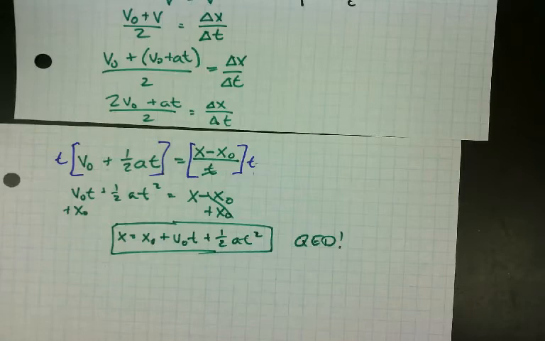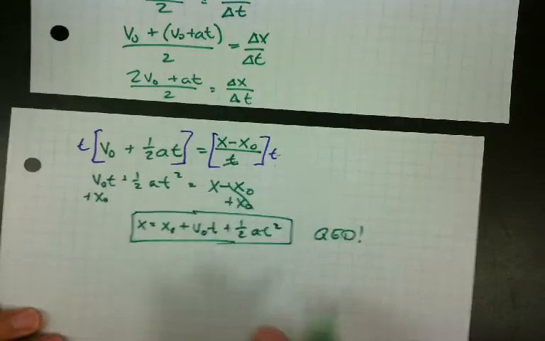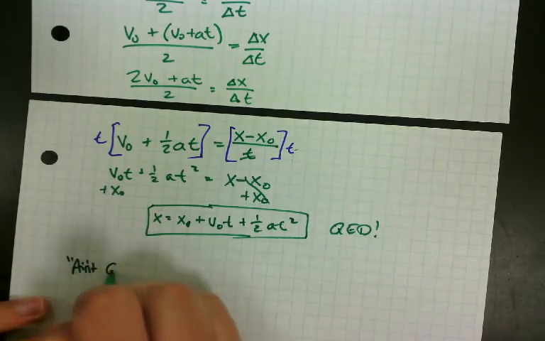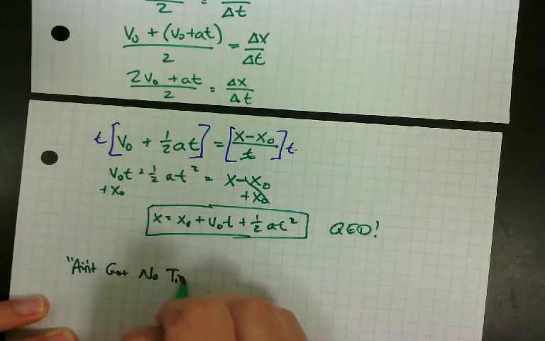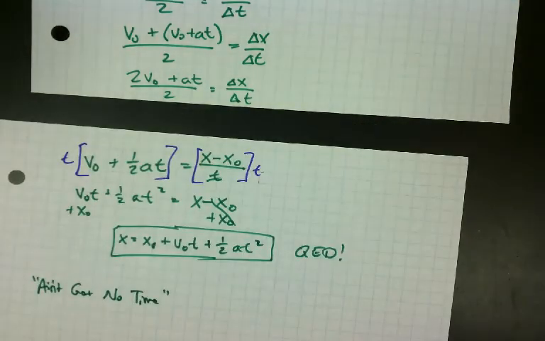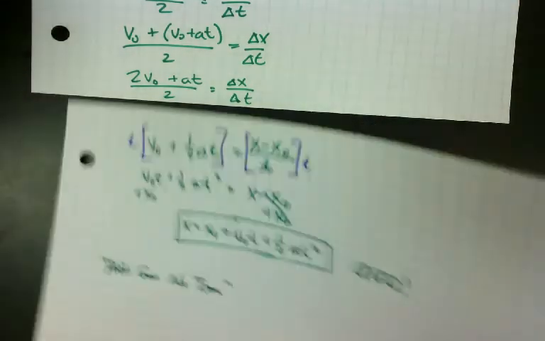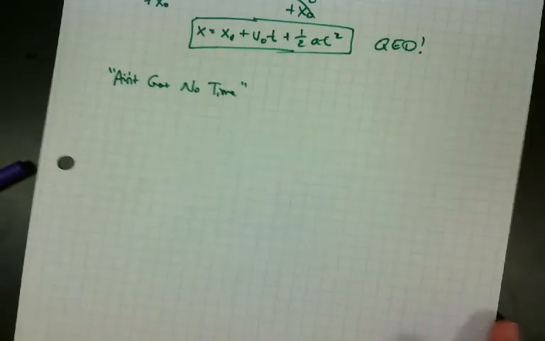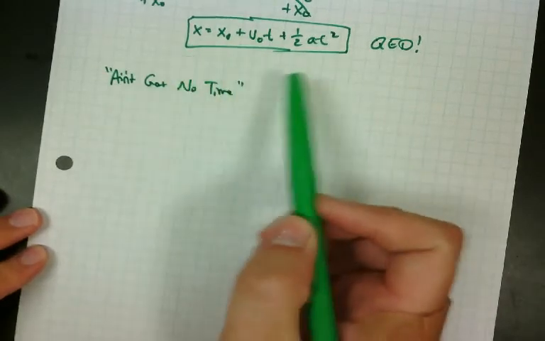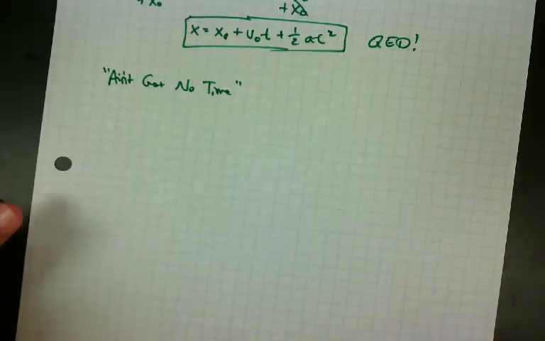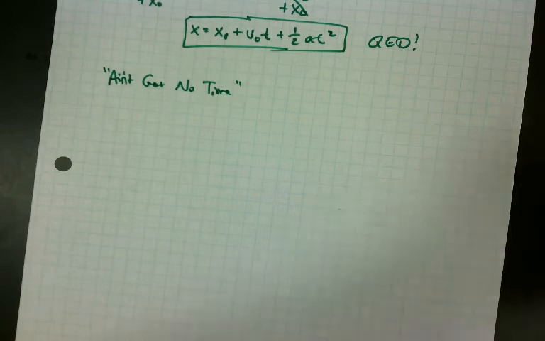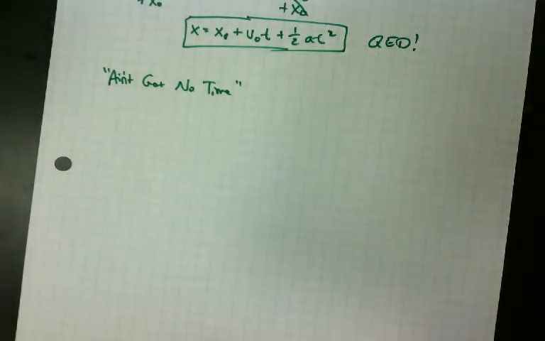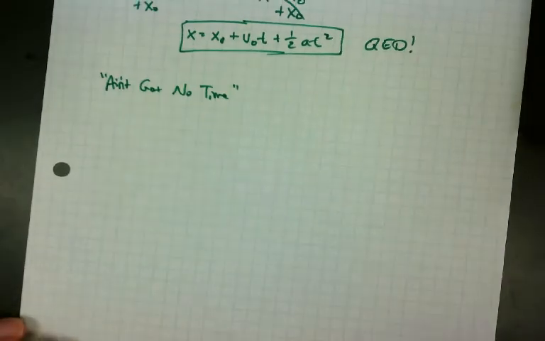Alright, we got one more to derive, and that's the ain't got no time equation. This one is the most complicated derivation. You might wonder, how do I know how to do these steps? Because I've been doing it for a long time. Again, I'm not going to ask you to memorize these equations, and I'm not going to ask you to do these derivations. I just want to show you where they come from.